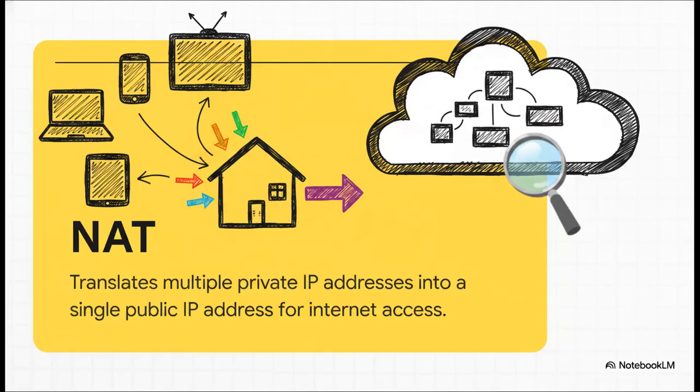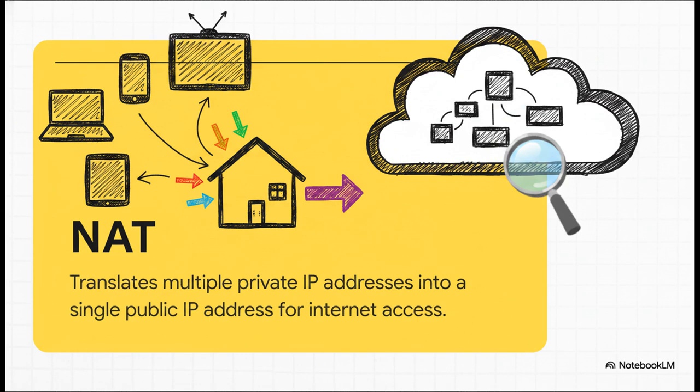But before IPv6 took over completely, engineers came up with a truly brilliant band-aid for the IPv4 shortage, NAT, or Network Address Translation. Think about your home right now. You probably have a laptop, a phone, a tablet, maybe a smart TV. Inside your house, they all have private IP addresses grouped under a local subnet. But when they go out to the internet, your home router uses NAT to translate all those private addresses into just one single public IP address.